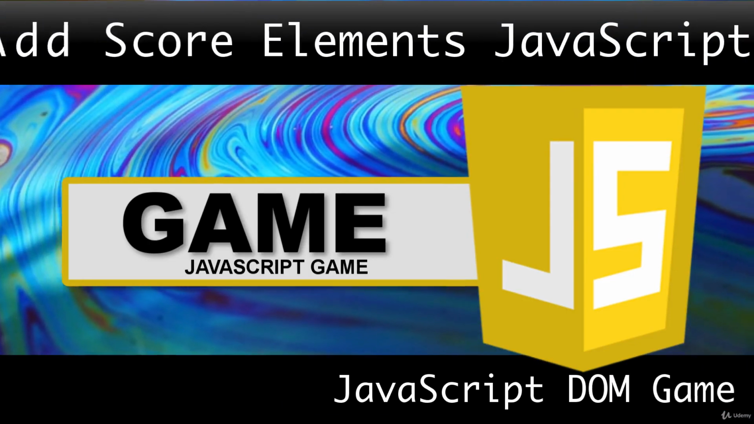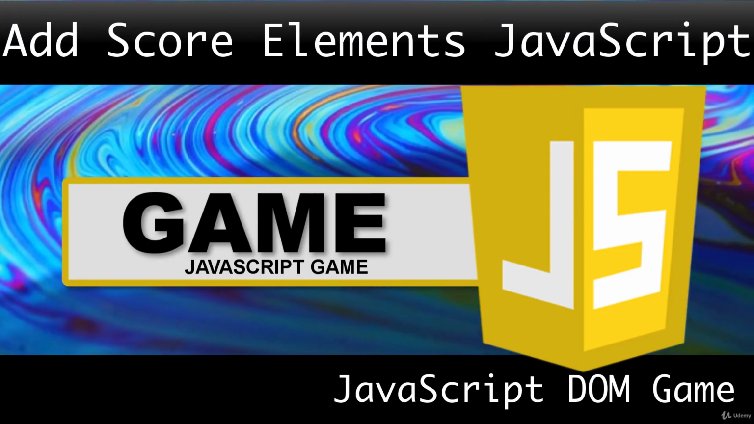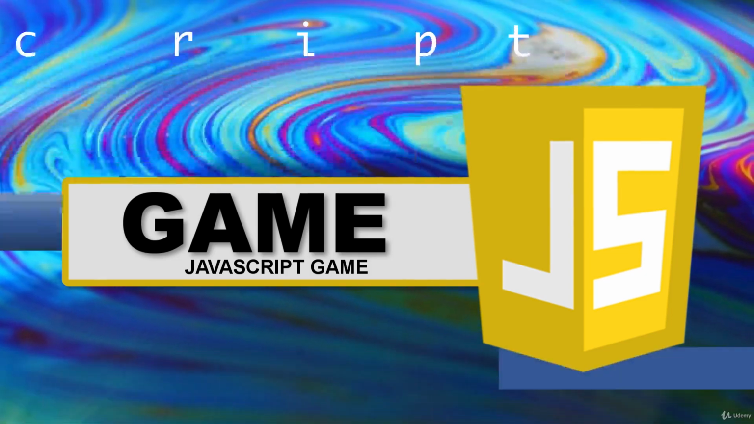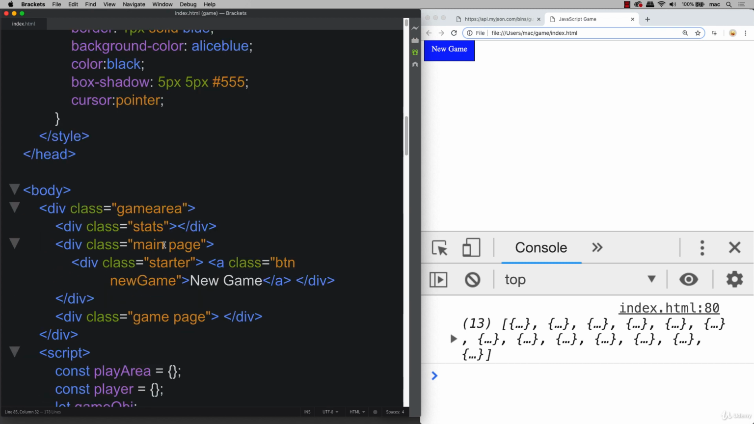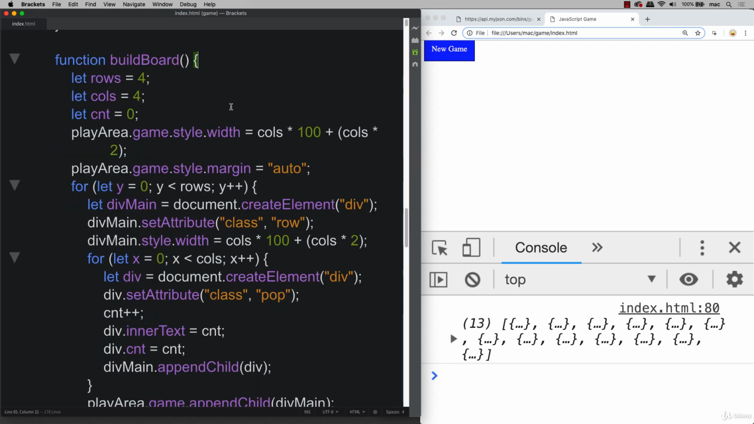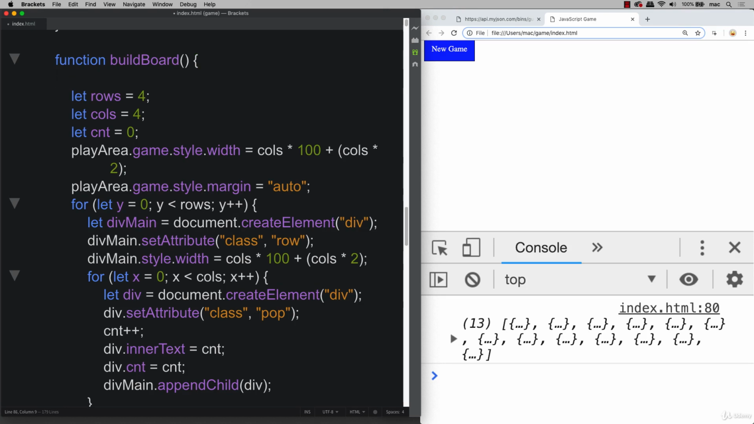This lesson, we're going to be adding the score functionality into our game. Now we could go into our HTML and add the score in here, but we're going to make this a little bit more interesting where we're going to add it in using JavaScript. So we're going to be building out our score area. And we can do that where we build the board.